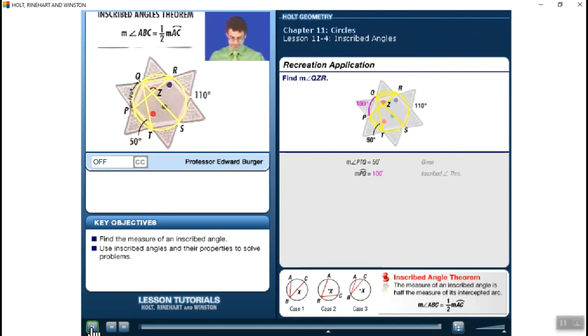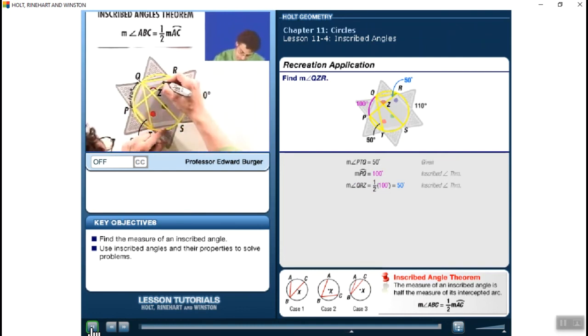But wait a minute. This is also the arc associated with these two chords and this particular inscribed angle. What does that mean? It means that the measure of this angle must be half of this, 50. So if this is 50, that tells me that this must be 50, and that was the principle we just saw. So in fact, this angle right here is 50 degrees.